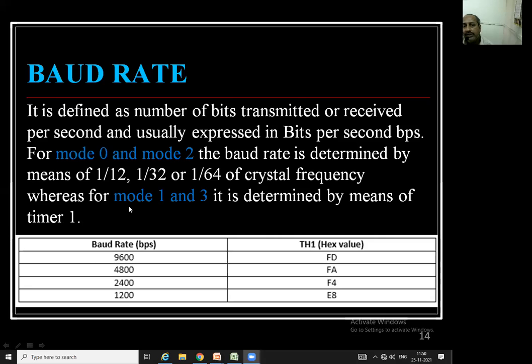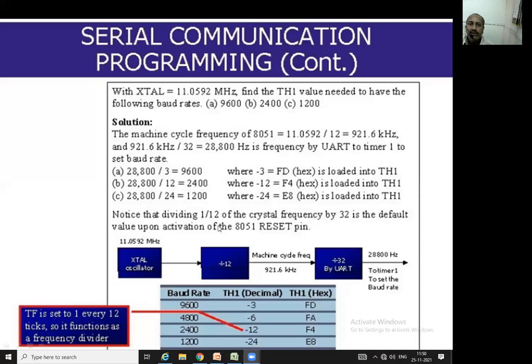Timer 1, which is applicable for mode 1 and mode 3. So this is about the baud rate. So how is this going to be calculated, how was FD derived, and why is FD written, or why is FA written? So for that, you can refer to the next slide.